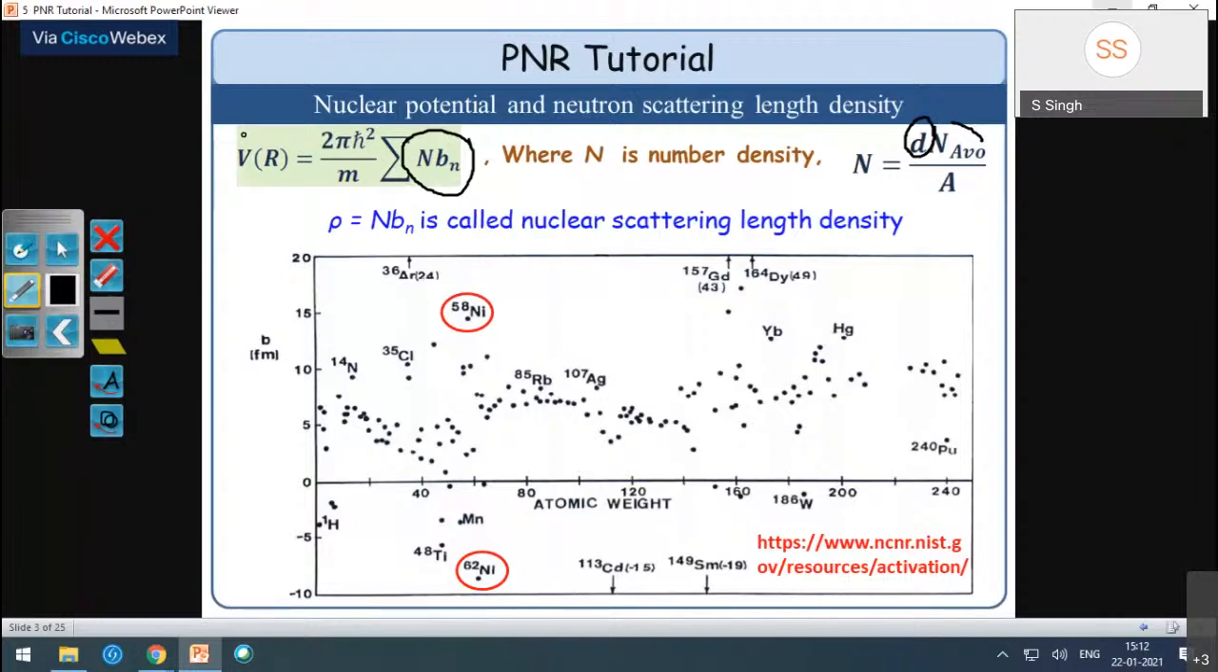This is shown for all the elements in the periodic table and the isotopes also. The y-axis shows the b value in fermi, and this is the atomic mass of the different elements, and you can see there is a complete scatter of this scattering length density. One of the things I have marked over here is nickel 62 and nickel 58. So you can see for nickel 62, the value is around 10.